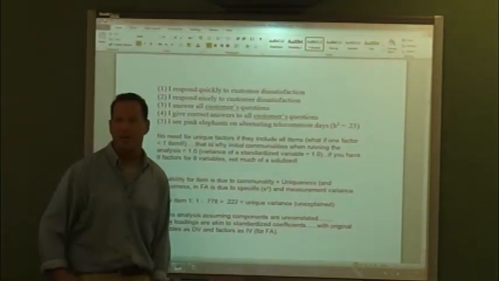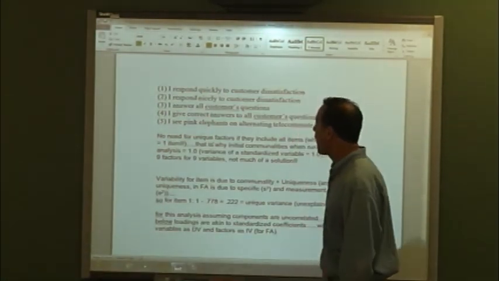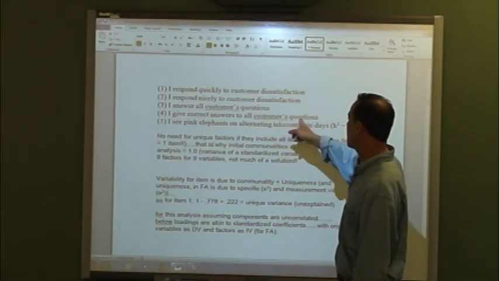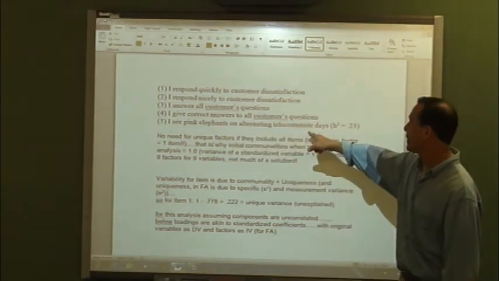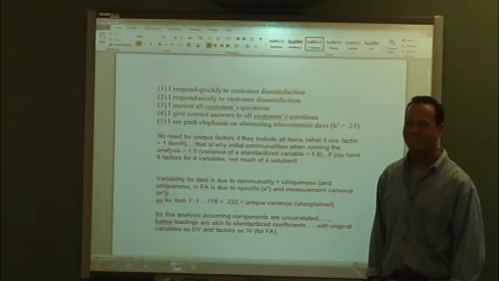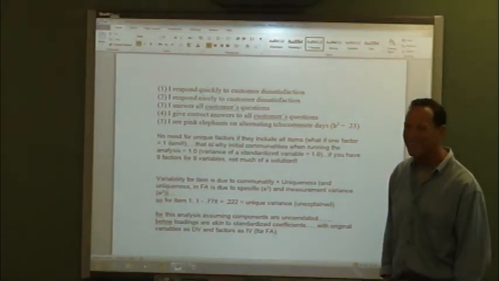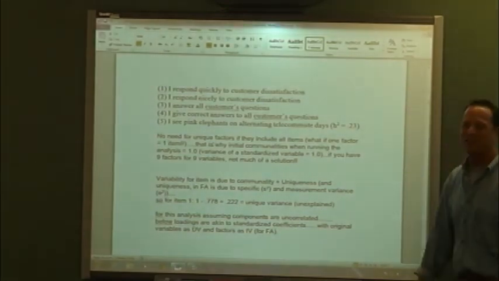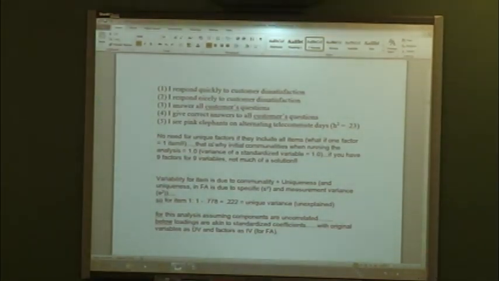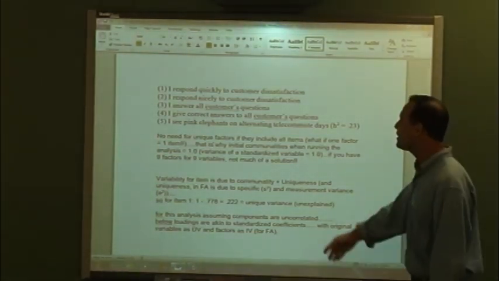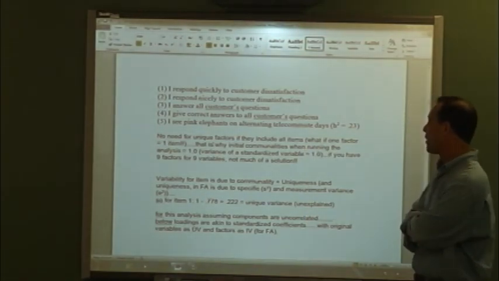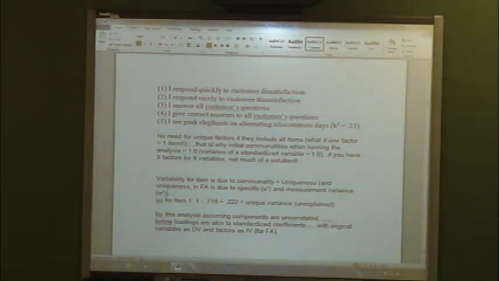I respond quickly to customer dissatisfaction. I answer all customers' questions. I give correct answers. I see pink elephants on alternating telecommutes. Is there an item that seems a little out of place? No, there isn't. So we got an h² of 0.23. So there's an item that I may want to go back to the drawing board on. No need for unique factors if they include all items. What if one factor equals one item? It ain't much of a factor.